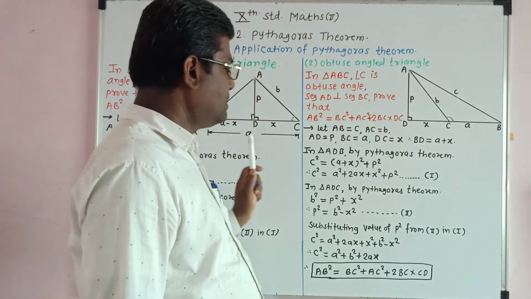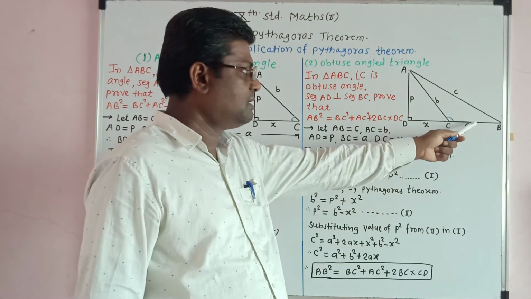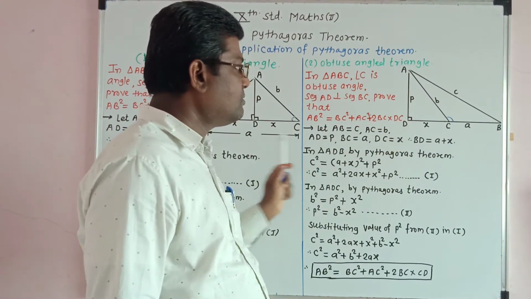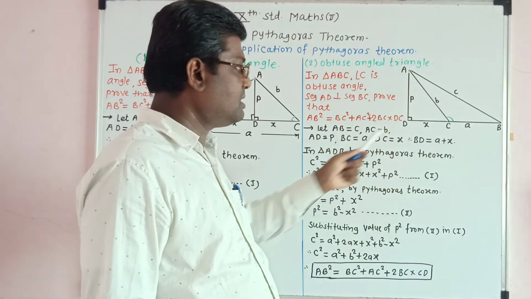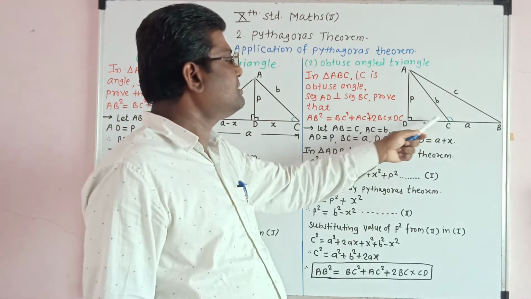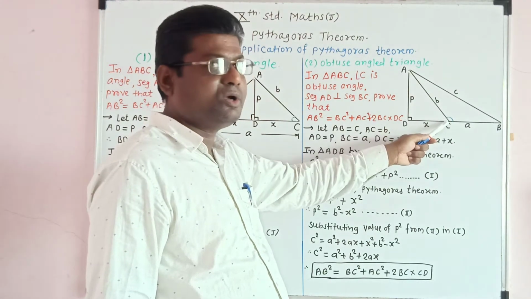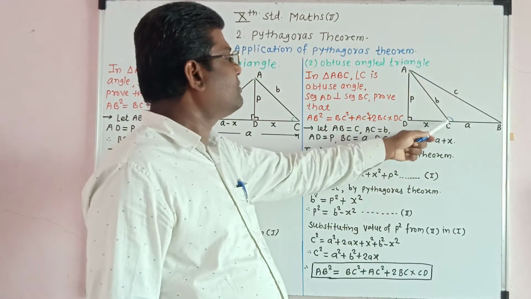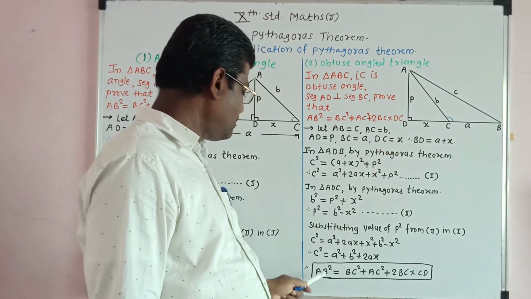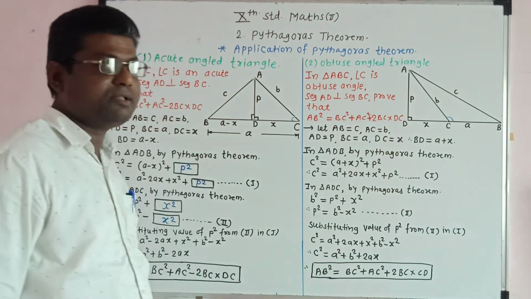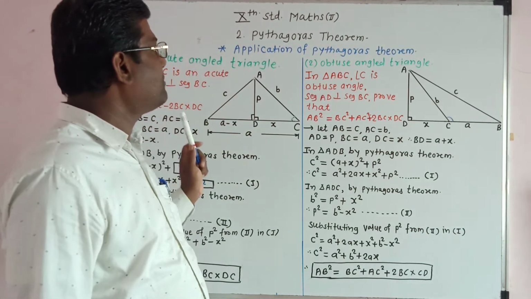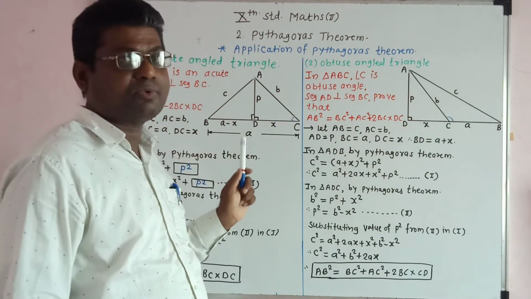So plus 2 into BC. BC is the side on which the perpendicular is drawn. So we take that side on which the perpendicular is drawn, that is 2 into BC into CD. CD is the distance of the foot of the perpendicular from the obtuse angle vertex C. So AB square is equal to BC square plus AC square plus 2BC into CD. Thus we can apply Pythagoras theorem for these two types of triangles.